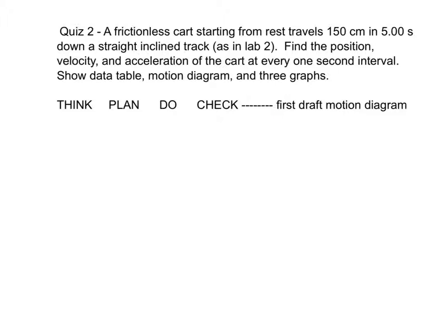Once you've done that, draw a first draft motion diagram. So draw yourself an inclined plane and show the position of the cart from time equals 0 to time equals 6, what you think the motion diagram is going to look like, showing the position of the cart on the track every second. So pause the video and do those 4 things. Read over the quiz carefully. Think about what you know about the problem. Make a plan for solving the problem, and do the first draft motion diagram.